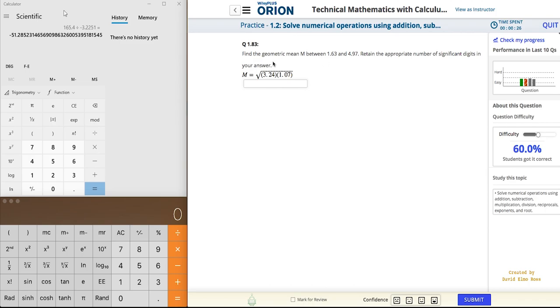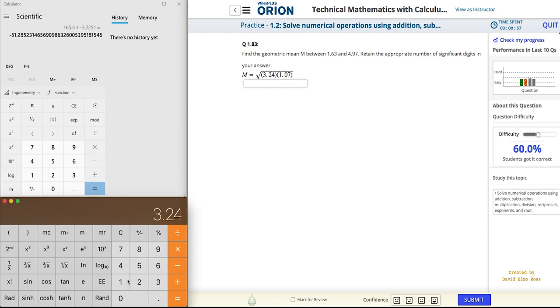Now let's take a look at this. This is going to be using square root of two numbers being multiplied together, and it says retain the appropriate number of significant digits. Now this one has 3 significant digits, this one has 3, so our answer is going to be in 3, whatever the minimum number of significant digits is. Let's see how we go about doing this. Now it's a little different between these two, so let's start with the basic calculations here. Let's do it first on the Mac calculator.